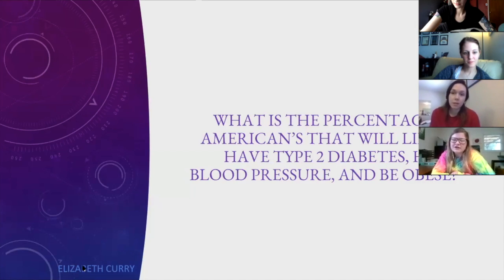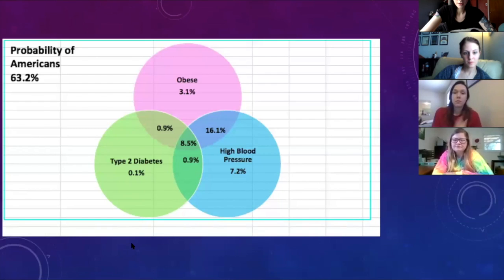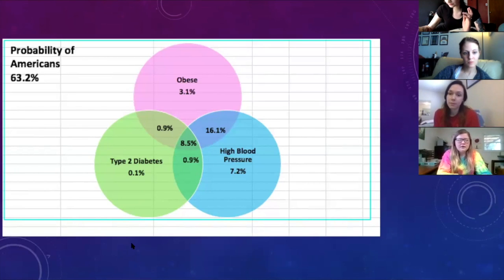What is the percentage of Americans that will likely have type 2 diabetes, high blood pressure, and be obese? Well, for the percentage of obesity, we use metric measurement, which is just your standard centimeters, inches, grams, milliliters form of measuring. So Americans who will likely have type 2 diabetes, high blood pressure, and be obese is 8.5%, which is in that middle portion of all 3 of the circles.